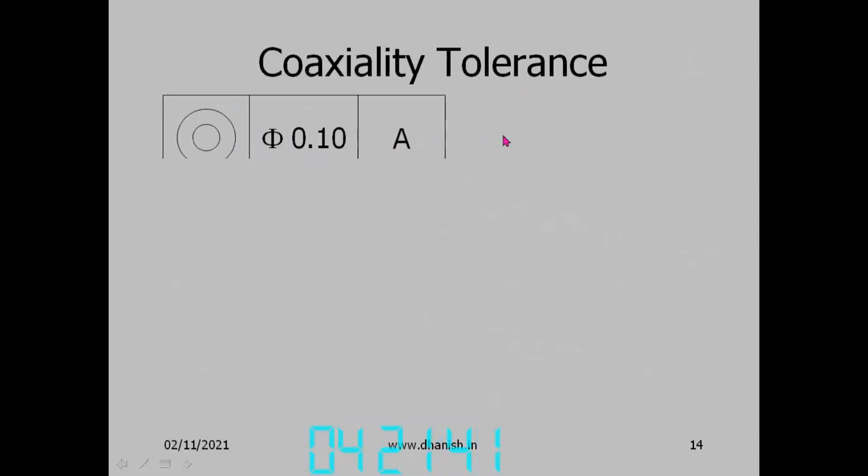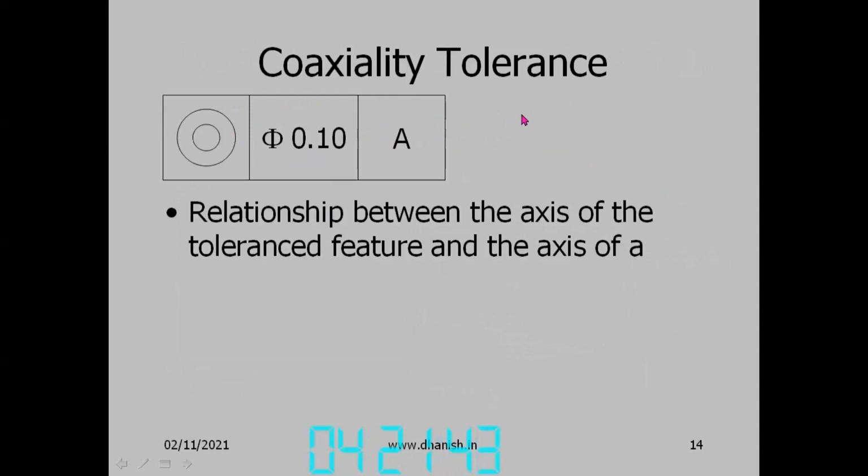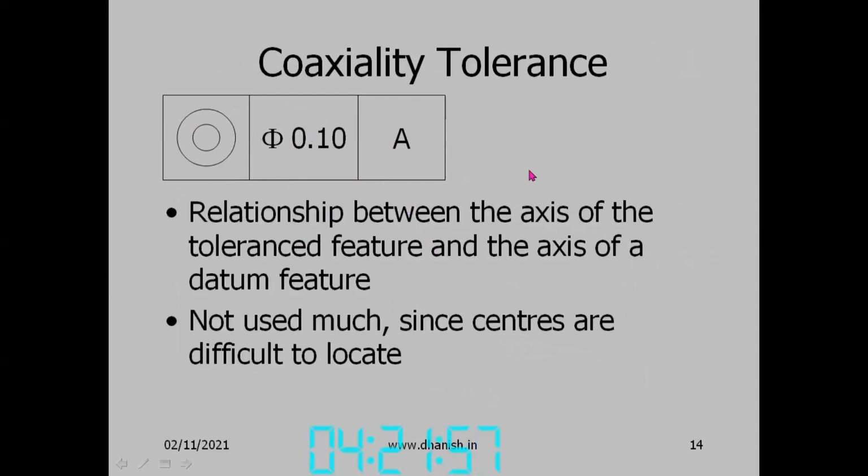Okay, finally, coaxiality tolerance: the relationship between the axis of the tolerance feature and the axis of the datum feature. So the axis of the tolerance feature should lie within a diameter of 0.1 with respect to the datum. So this is not used much since symbols are difficult to locate.